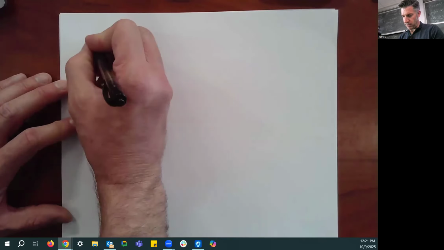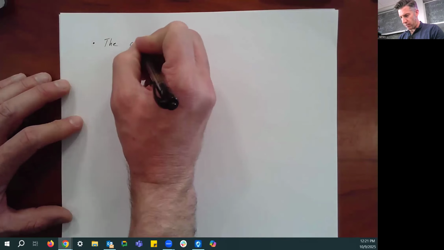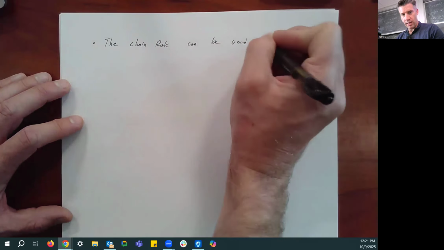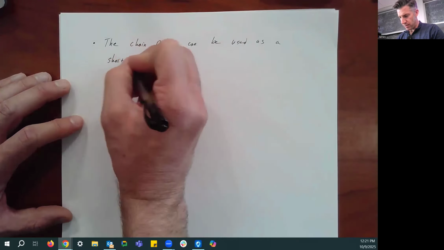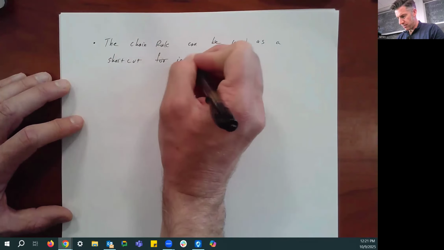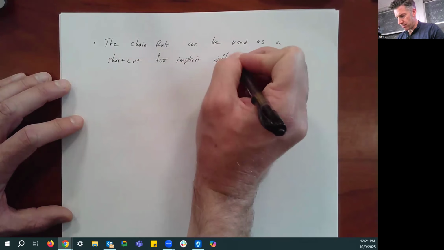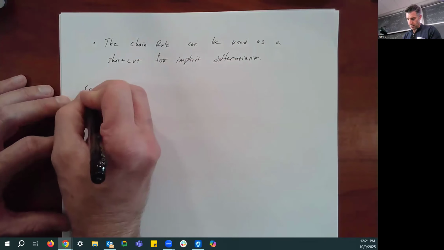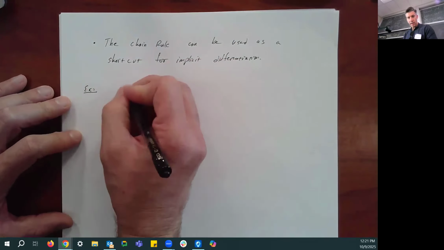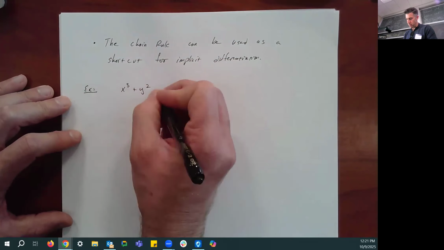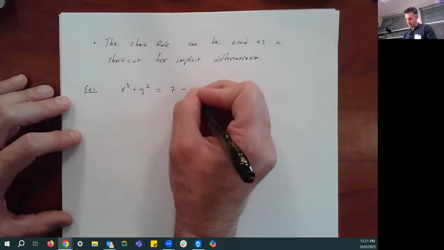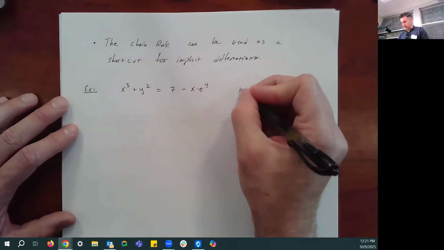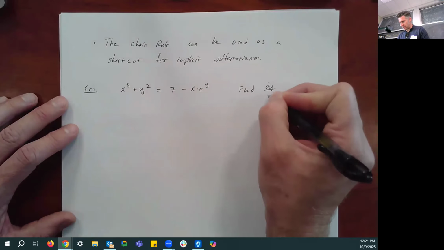In fact, let me write some words. The chain rule that we've just talked about can be used as a shortcut for implicit differentiation. So let's look at an example. Let's say we have the equation x cubed plus y squared equals 7 minus x times e to the y. And we want to find dy dx.